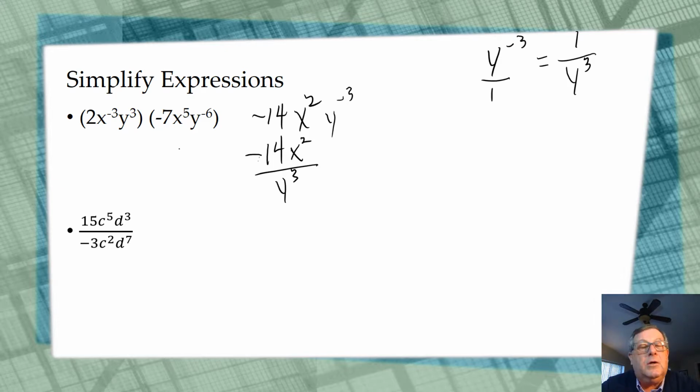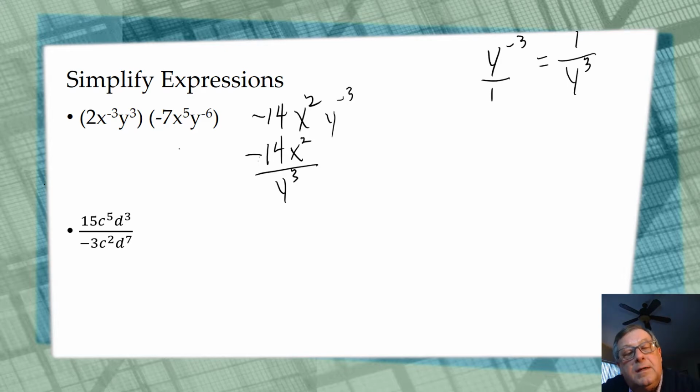All right, let's go to this second one. We've got 15 c to the 5th d cubed being divided by negative 3 c squared d to the 7th. Again, we're going to just take this one step at a time. So, 15 divided by negative 3. Well, we can handle that pretty well. 15 divided by negative 3 is going to give us negative, perhaps I'll do this with a different color.